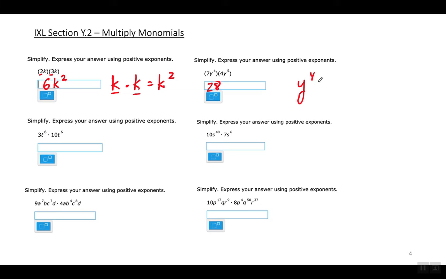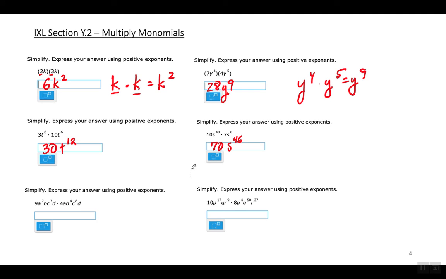So y to the fourth times y to the fifth equals y to the ninth. So that's what I'm going to add right here, y to the ninth. Over here, 3 times 10 is 30. T to the 6th power times t to the 6th power is t to the 12th power. 10 times 7 is 70. S to the 40th power times s to the 6th power is s to the 46th power. I just add the exponents.